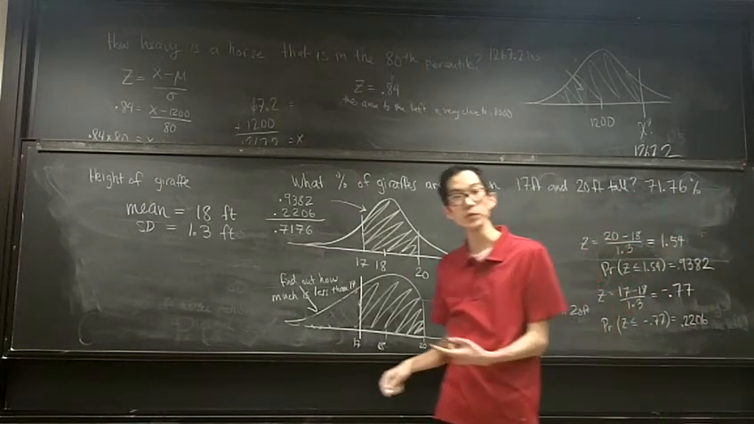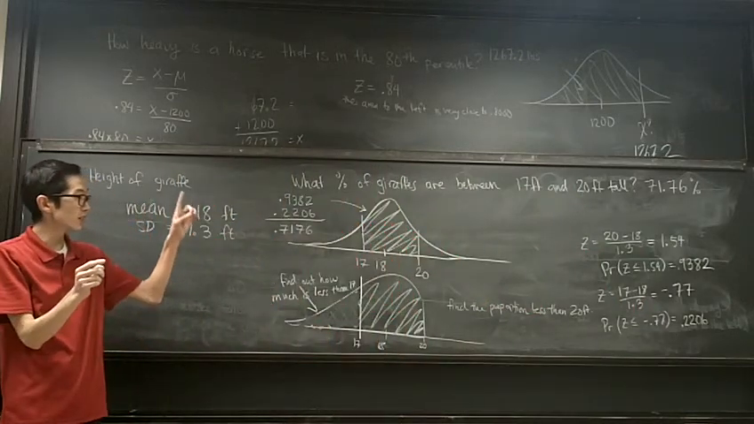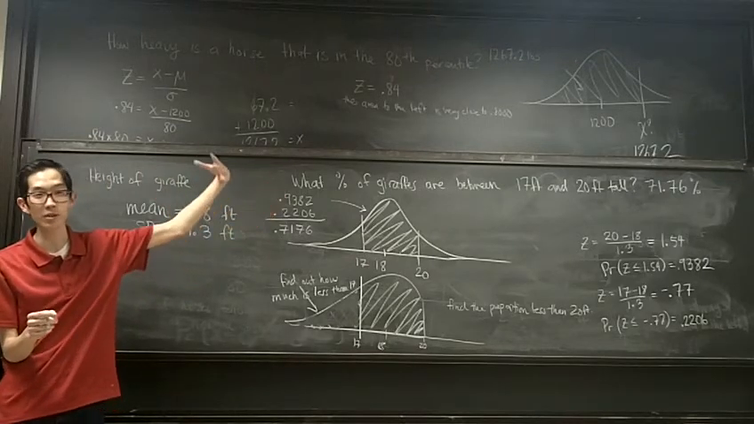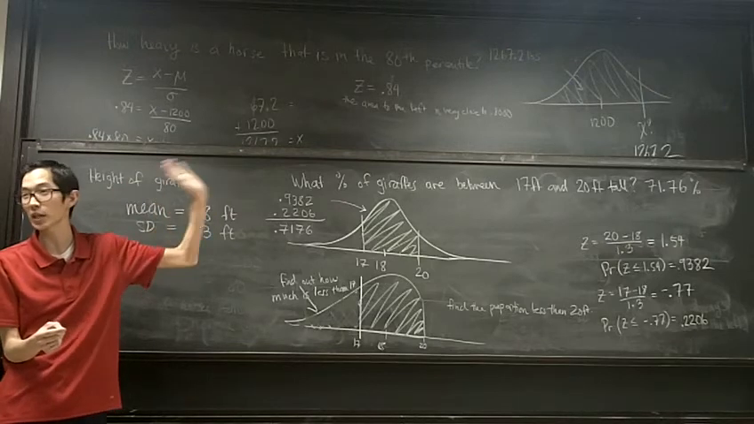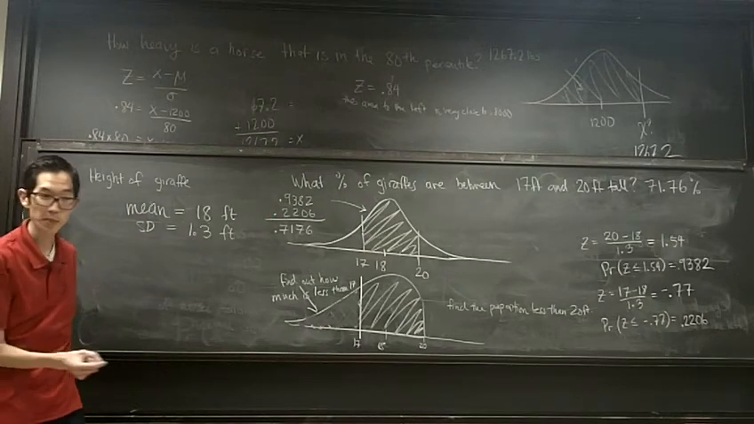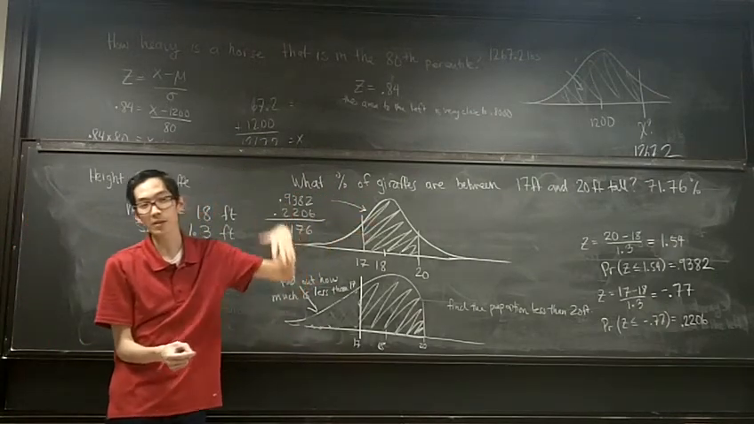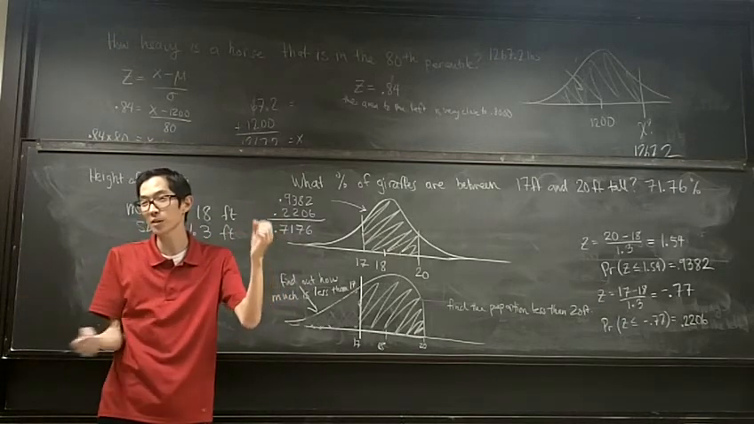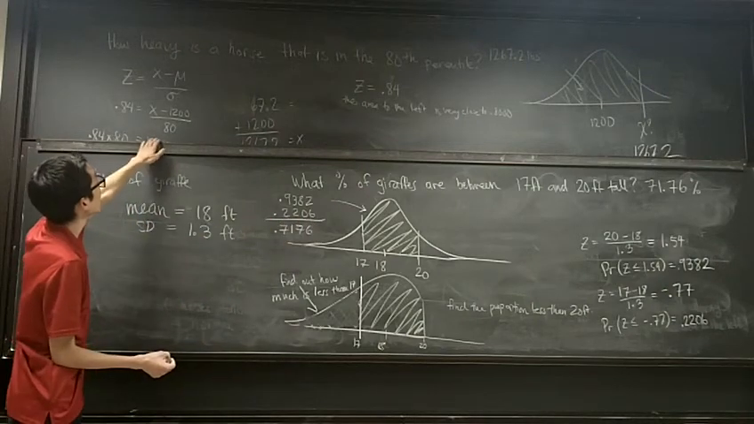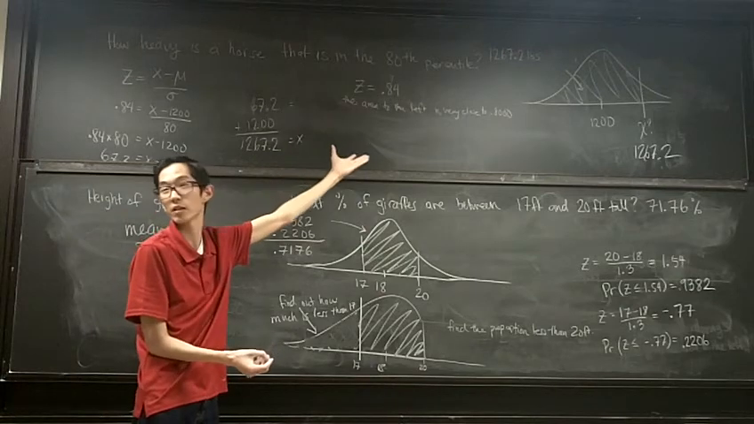So you've seen a few examples here. You've seen examples where I give you either a height or a weight, and I ask what percentage is lower or higher than that particular value. You've got to know this for the midterm. You've seen another example where I said this percentage is less than some number that we don't know, what is that number? How heavy is a horse in the 80th percentile? You've got to know how to do that for the midterm also.